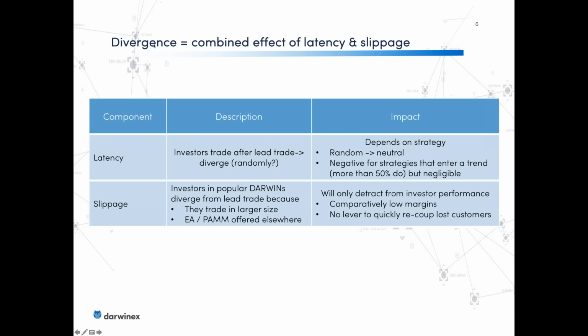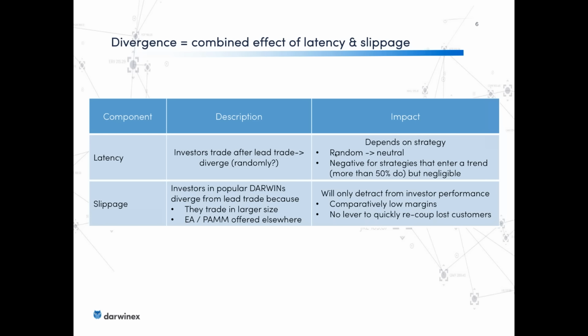So divergence is the combined effect of this replication latency, this delay, whereby the investors get filled after the trader has been filled, but also ultimately it's the slippage. It's eating into the market liquidity, which is not infinite. So the impact of latency in normal circumstances would be random if people didn't trade for the trend.